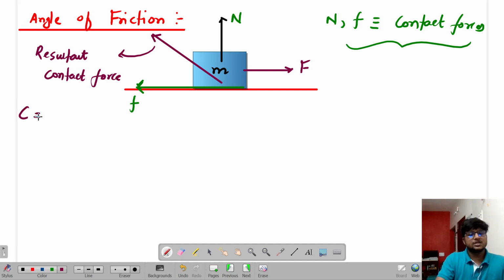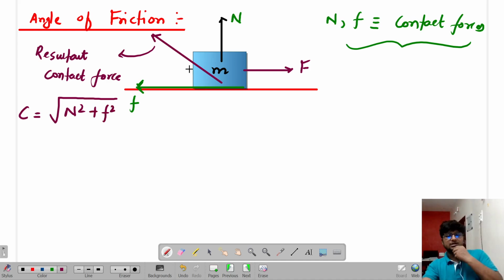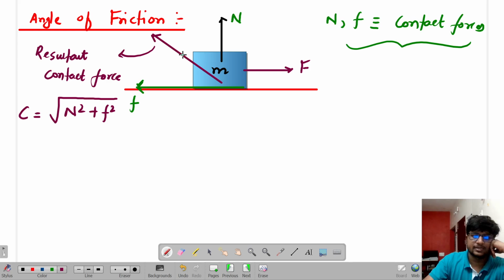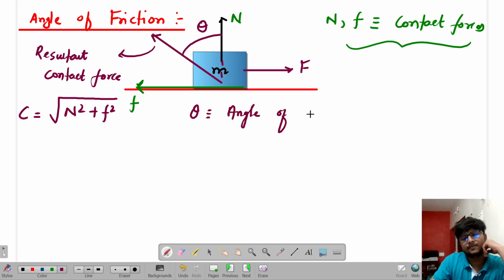C is going to be root over n square plus f square. Why n square plus f square? Because the angle between n and f is 90 degrees. Now, the angle which this resultant contact force makes with the normal vector, or the vertical direction, is called basically the angle of friction. Is that clear or not?